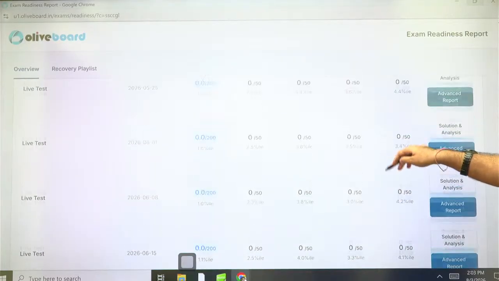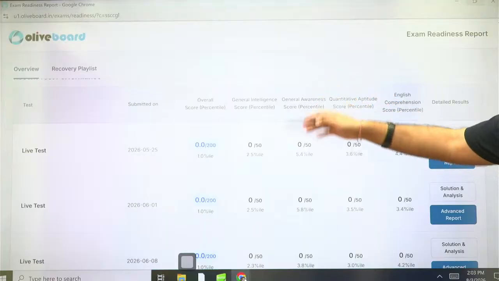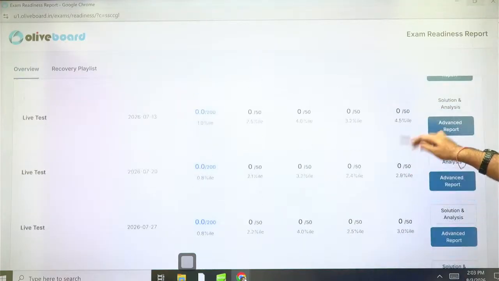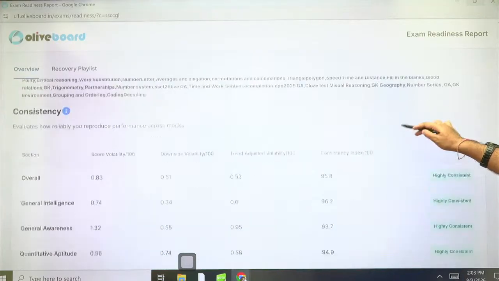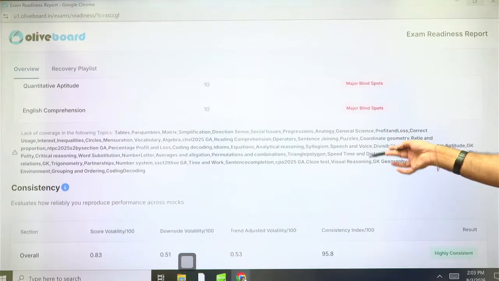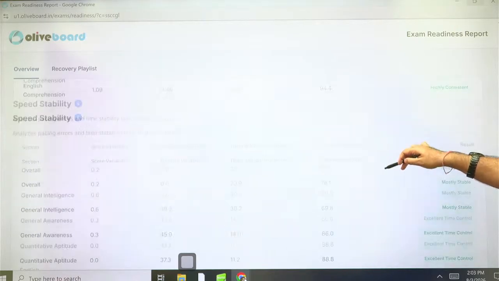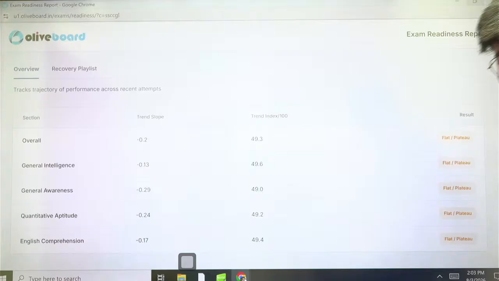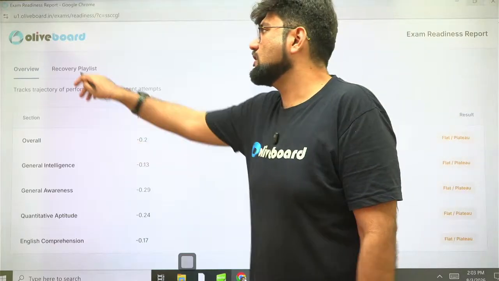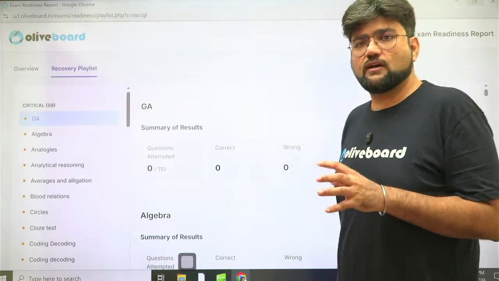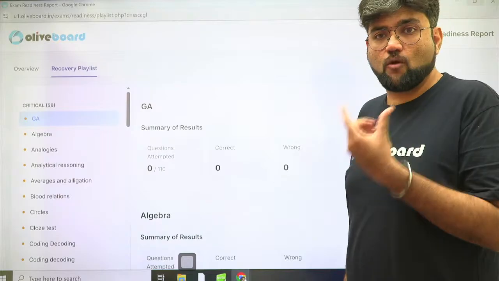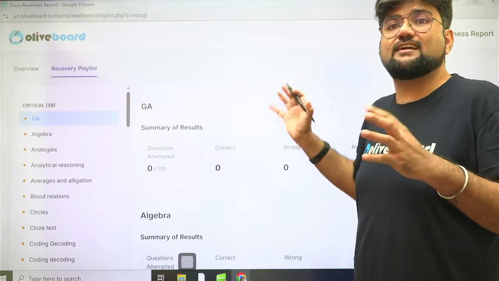Okay, what are the percentiles in the various subjects? What is your overall percentile, right? And apart from this, all the 6 parameters are listed in detail here. They also tell you what all subjects or what all topics you are still lacking at, right? So this is a detailed summary about it. And then if you click on recovery playlist, so all the questions so far from a particular topic, so everything in your mocks is divided topic wise here.